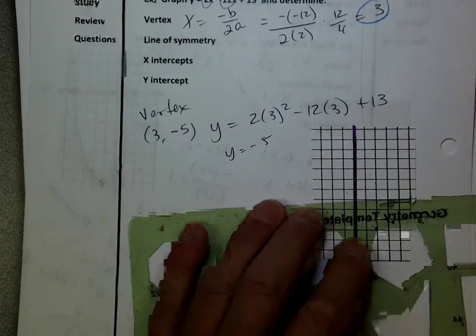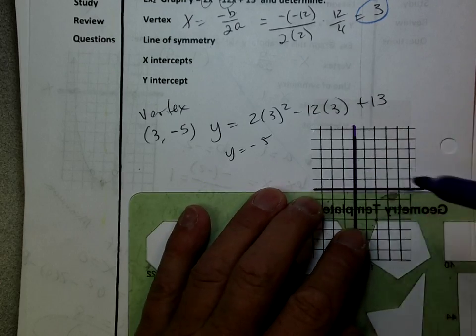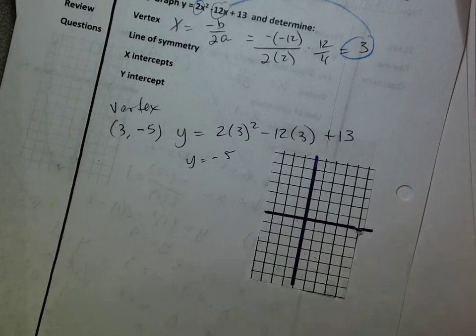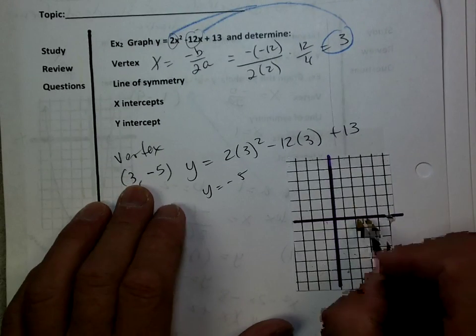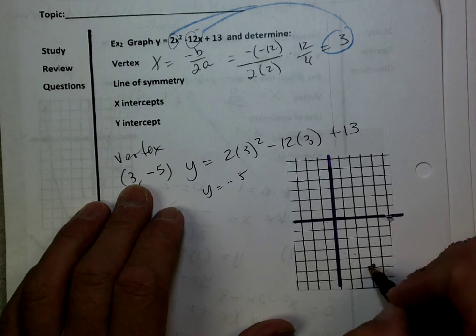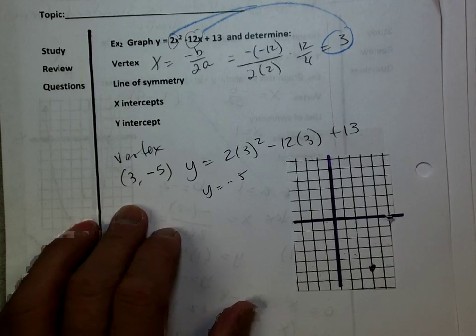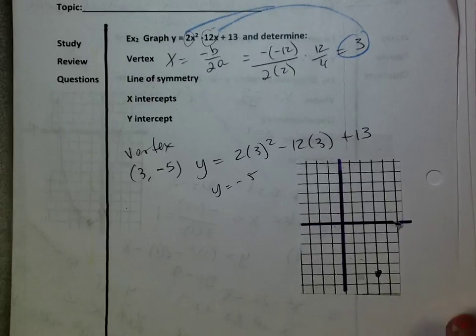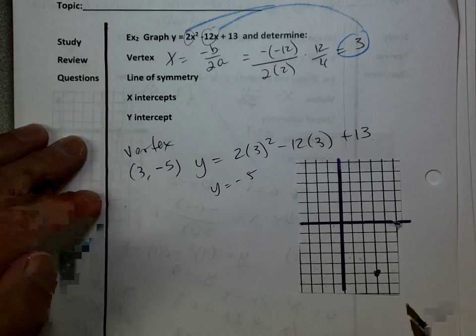And let's see what I have. So let's put down our vertex at 3, -5. 1, 2, 3, 4, 5, right? And then we know we're going to have a line of symmetry going right through the vertex, so my line of symmetry has to be x equals 3.